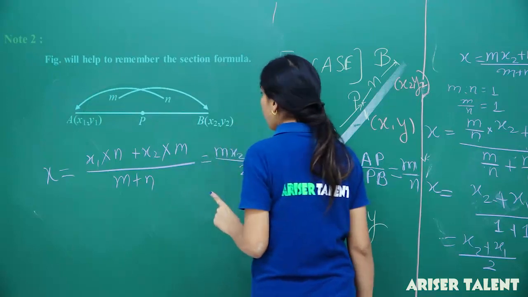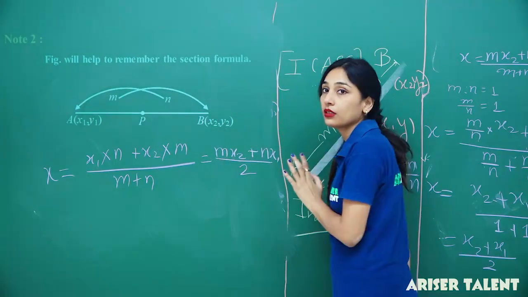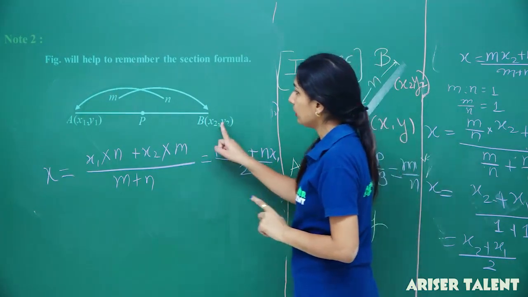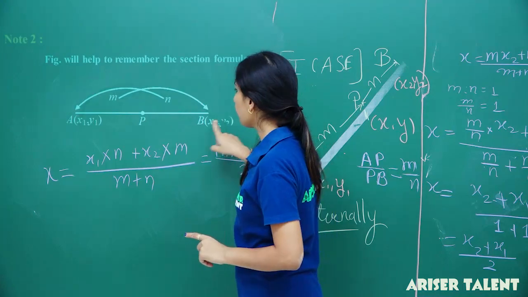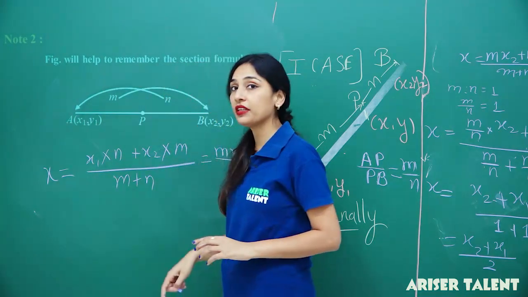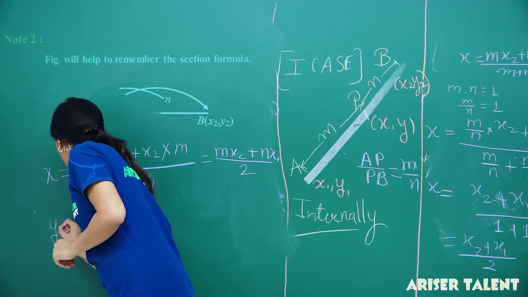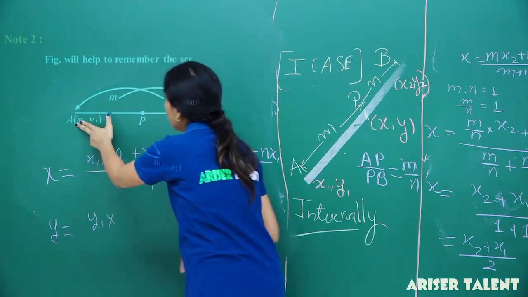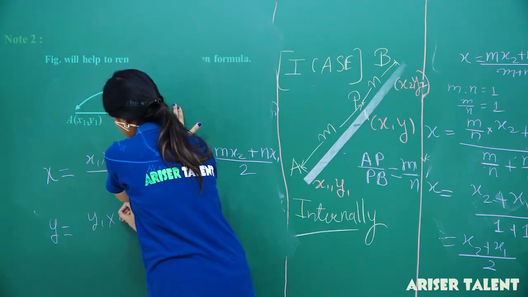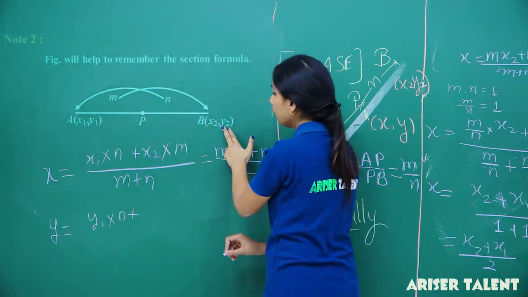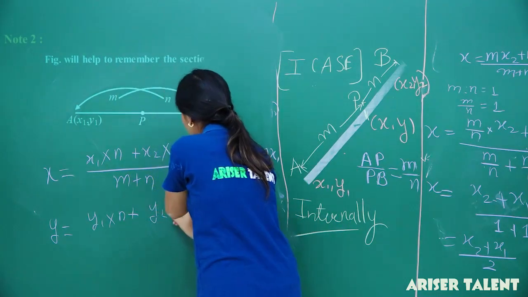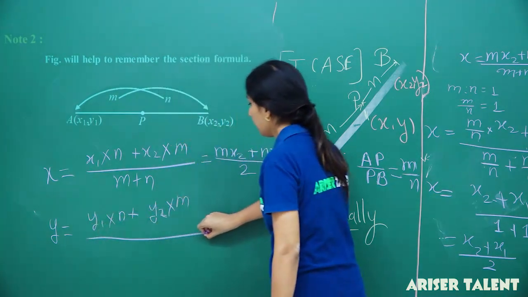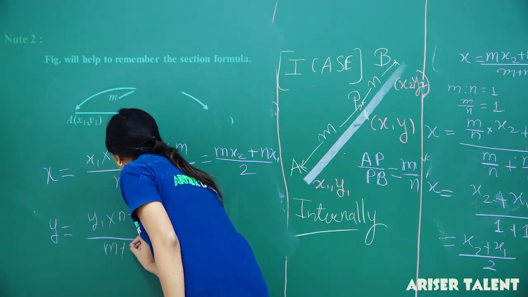Similarly guys, if I talk about this, x2 and y2, I am picking this y2 from here and this y1 here. Why? Because I am talking about this ordinate. Now this y1 will be multiplied by n, and y2 will be multiplied with m, again over m plus n, which is common.